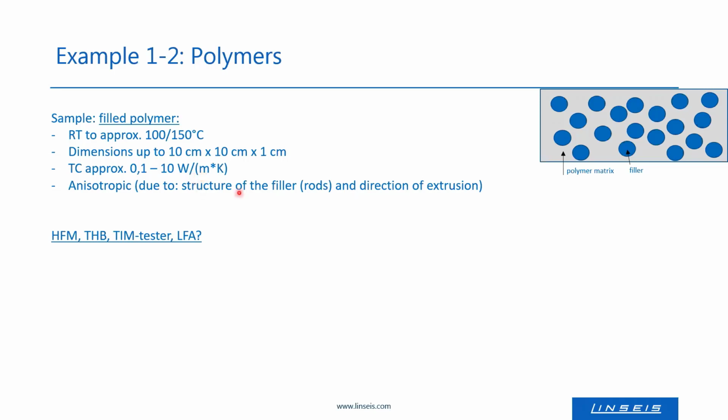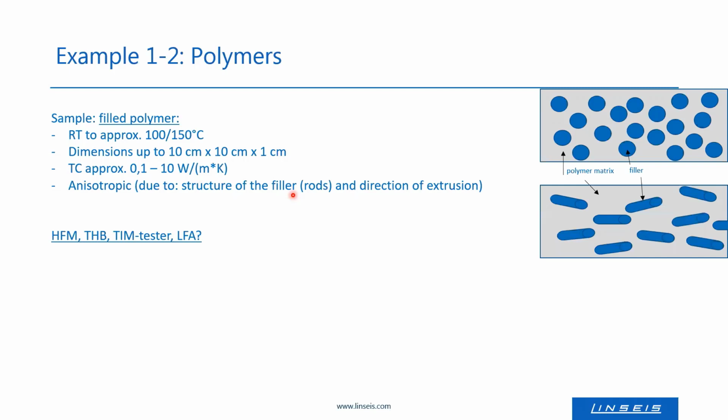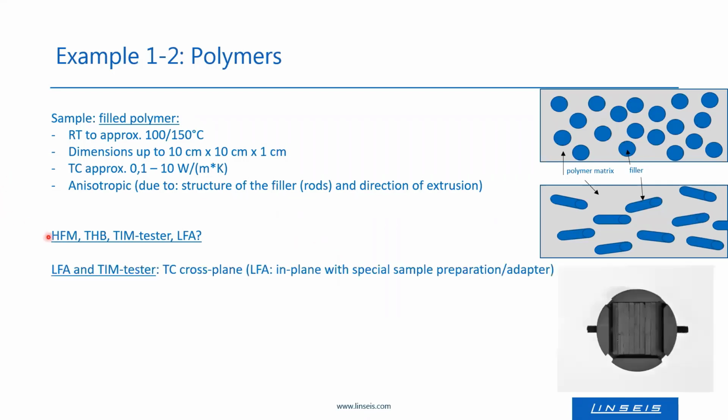And depending on the structure of the filler, the material may be anisotropic. So if you have, for example, a rod-shaped filler and you do an extrusion, then these filler rods will be directed in a certain direction, and thermal conductivity perpendicular to the plane will be different from the thermal conductivity in the plane direction. So which instrument should be considered?